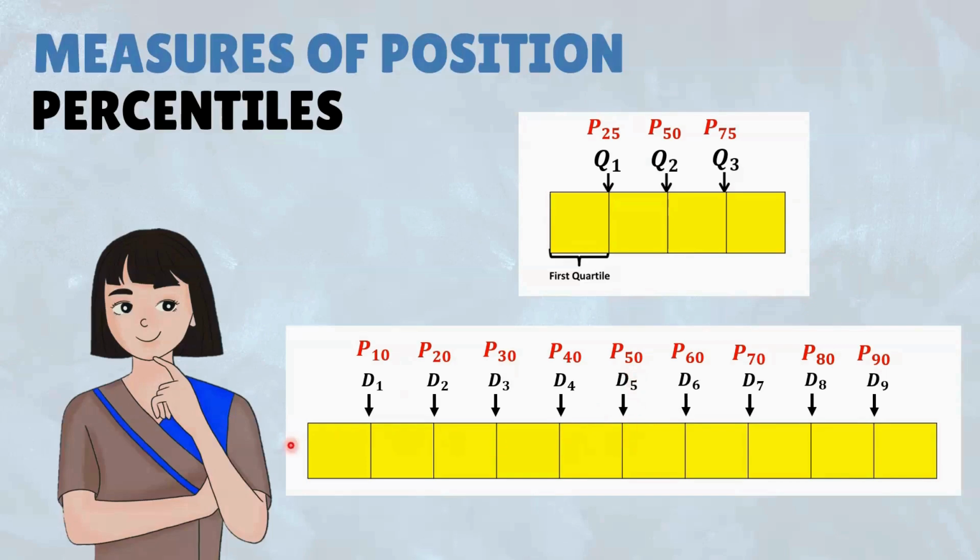Moving on, for percentile 50 and decile 5, they are equivalent since 50% of the values in the distribution is less than or equal to the percentile 50 or decile 5 value, and the remaining 50% of the values in the distribution is greater than or equal to the percentile 50 or decile 5 value.